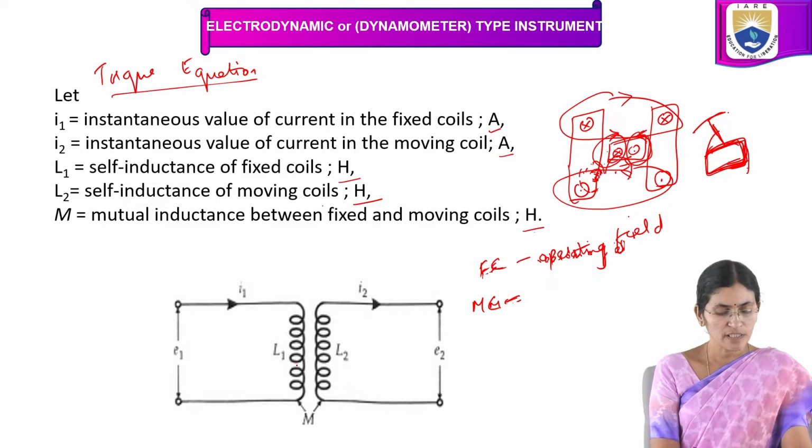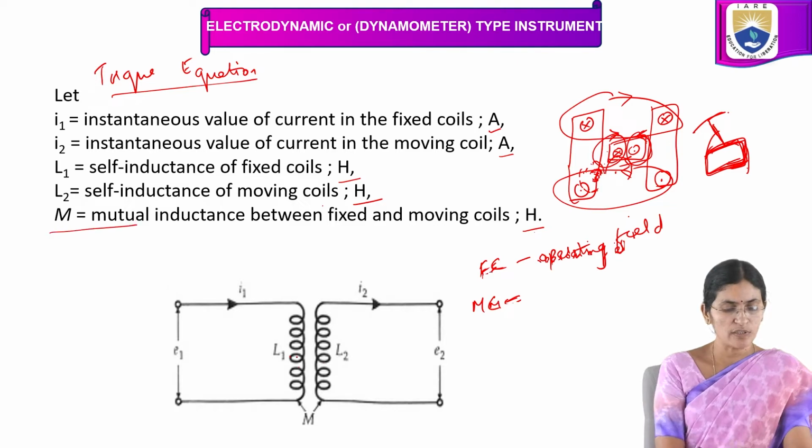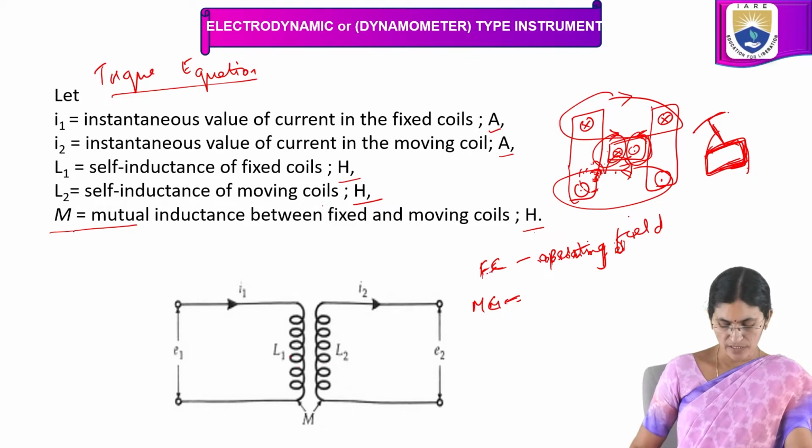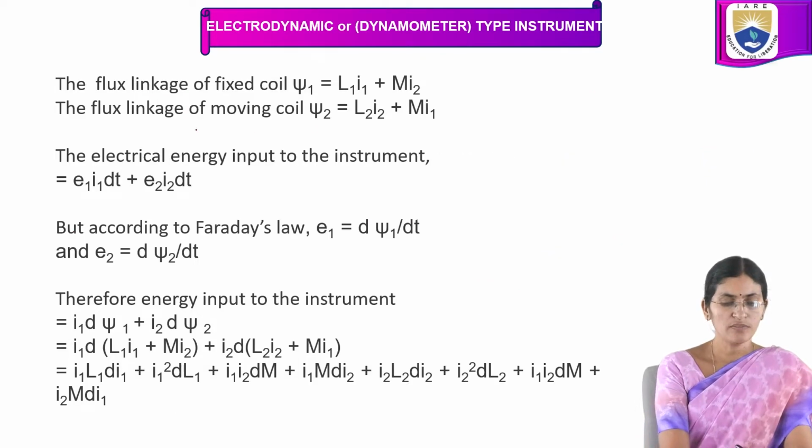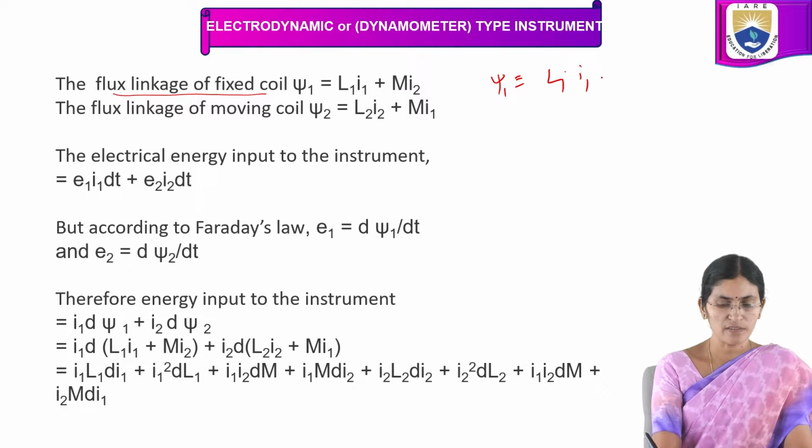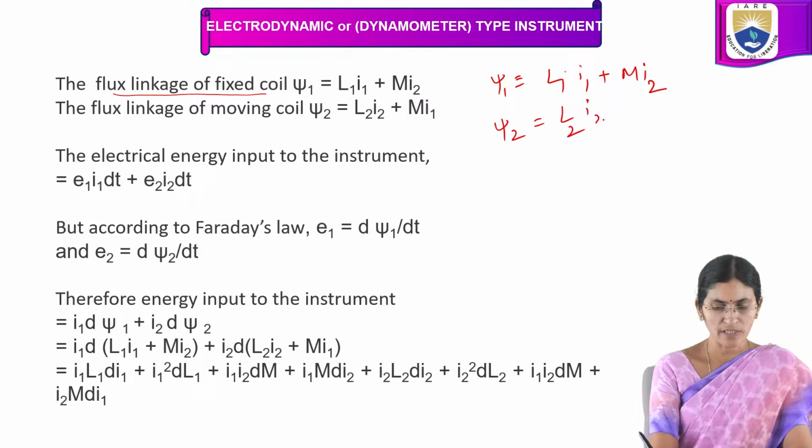We know that when two coils are placed near each other, each coil will have its own self-inductance, and associated with the two coils we also have mutual inductance between the fixed and moving coils, which is given by M. Now we know that the flux linkage of the fixed coil, Phi1, can be written as Phi1 equals L1 into I1 plus M into I2. Next, the flux linkage of the moving coil, Phi2, can be written as L2 into I2 plus M into I1.